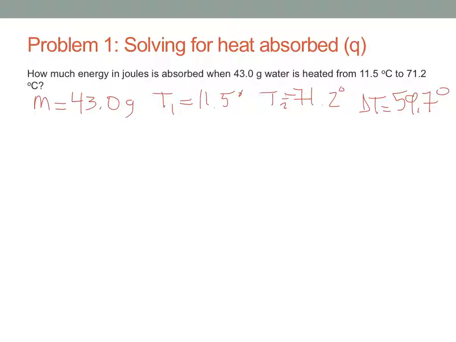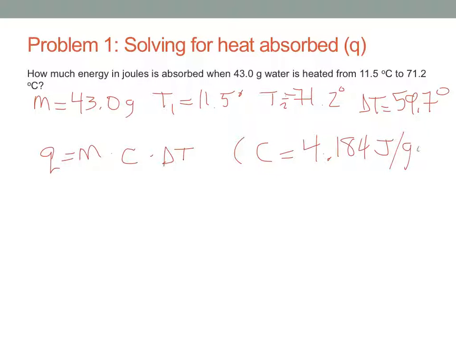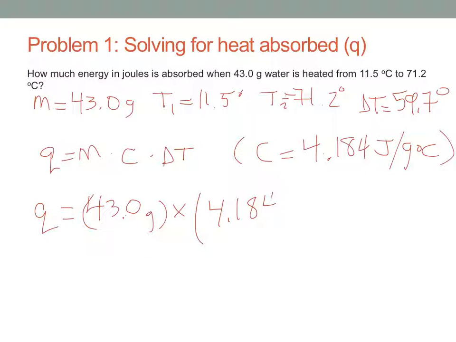Now, our equation is Q is equal to mass times specific heat capacity times delta T. And off to the side here, remember that C for water is 4.184 joules per gram degree C. So let's go ahead and plug in our numbers. Q is equal to our mass, which is 43.0 grams, times our specific heat, 4.184 joules per gram degree C, and our delta T, which is 59.7 degrees C.